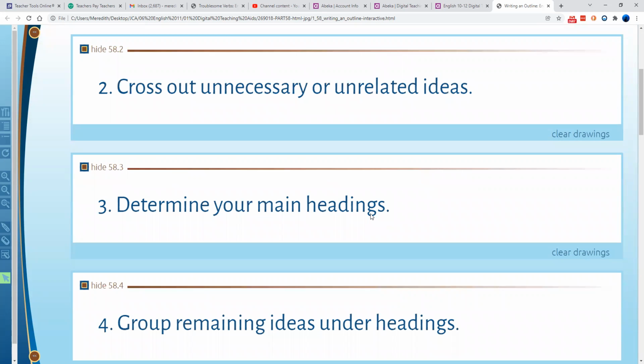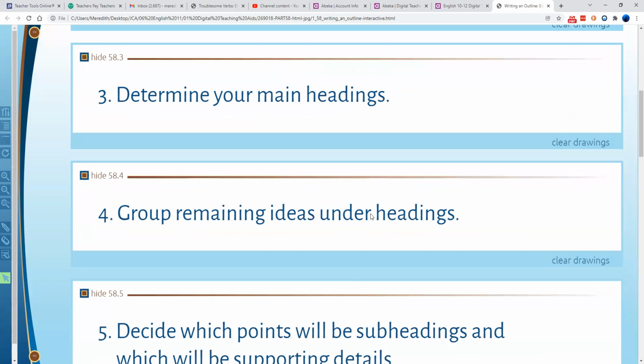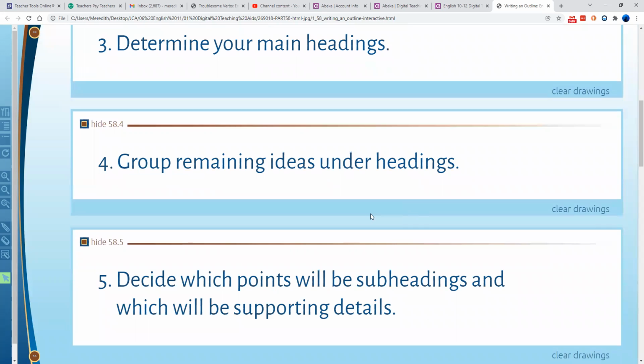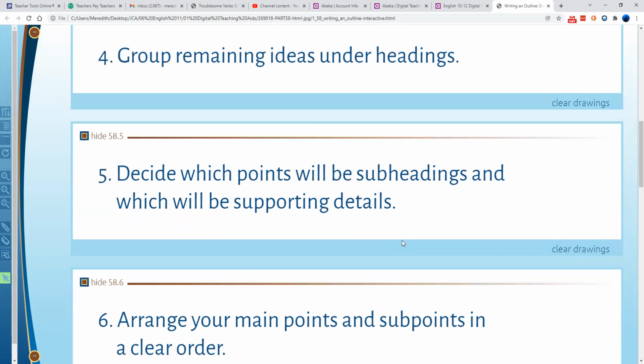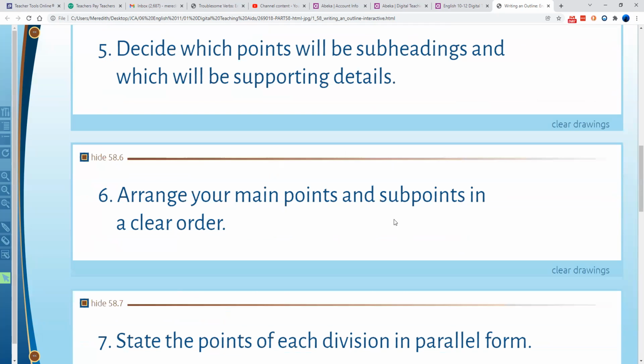Determine your main headings. I think that's the easiest part. Your main headings should be your character's name. So that's your Roman numerals. And then group the remaining ideas under your headings. Decide which points will be subheadings and which points will be supporting details. And then arrange your points and subpoints in a clear order.